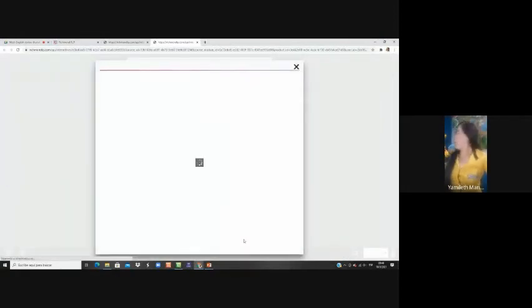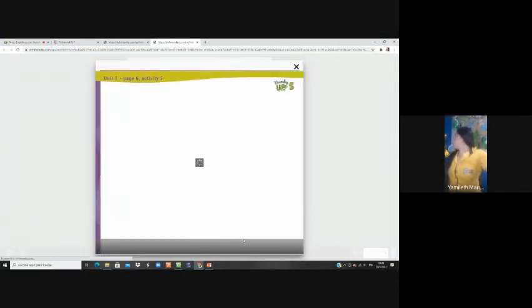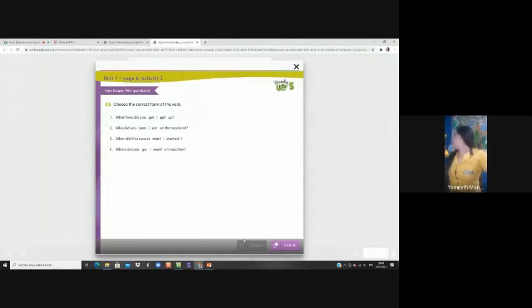Number 2, this is the last exercise we are going to complete. Remember that we are talking about past simple with WH questions. Choose the correct form of the verb. What is number 1?